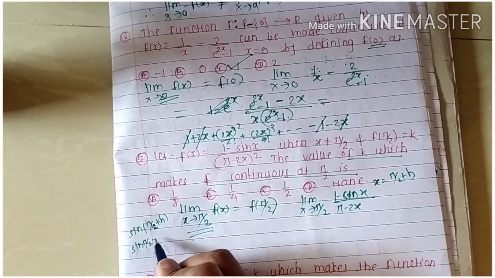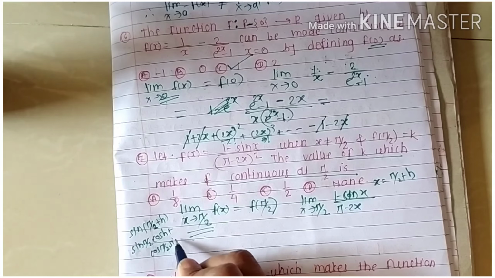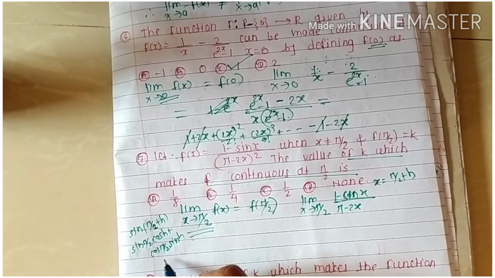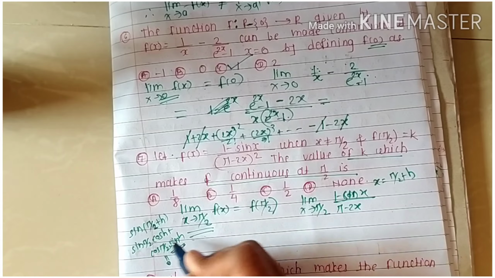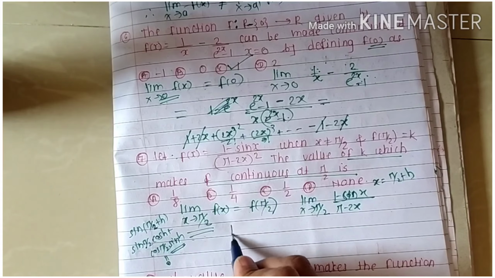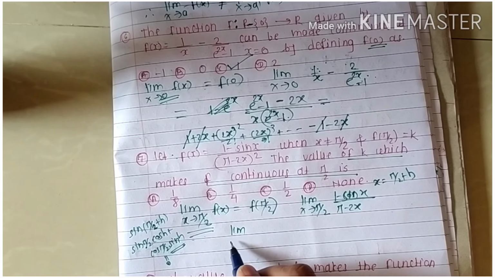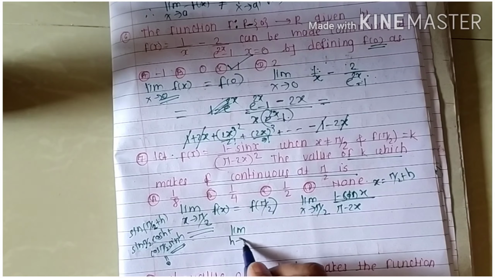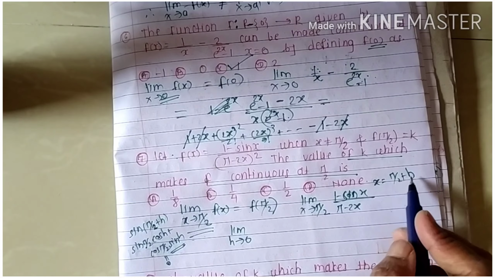That is sin pi by 2 cos h plus cos pi by 2 sin h. But cos pi by 2 is 0, so this second term becomes completely 0, and sin pi by 2 is 1, so only cos h remains. Therefore we get limit h tends to 0, because we have substituted x as pi by 2 plus h.